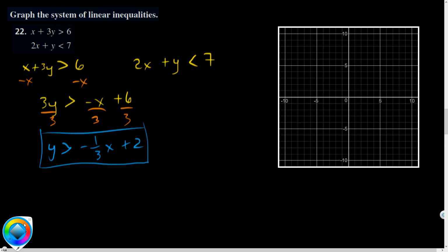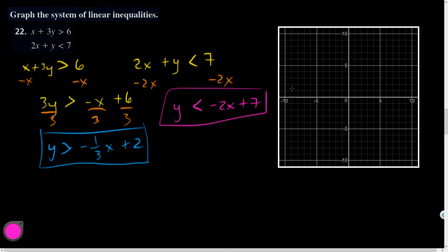And over here, I'm going to subtract 2x from both sides. Those are not like terms. Notice one's got a variable, the other doesn't. And I'll have y is less than negative 2x plus 7. For the sake of this video not getting too long, I'm going to graph these a little bit speedier. This one's got a y-intercept at 2 and a slope of negative 1/3, so down 1 over 3, down 1 over 3, down 1 over 3.